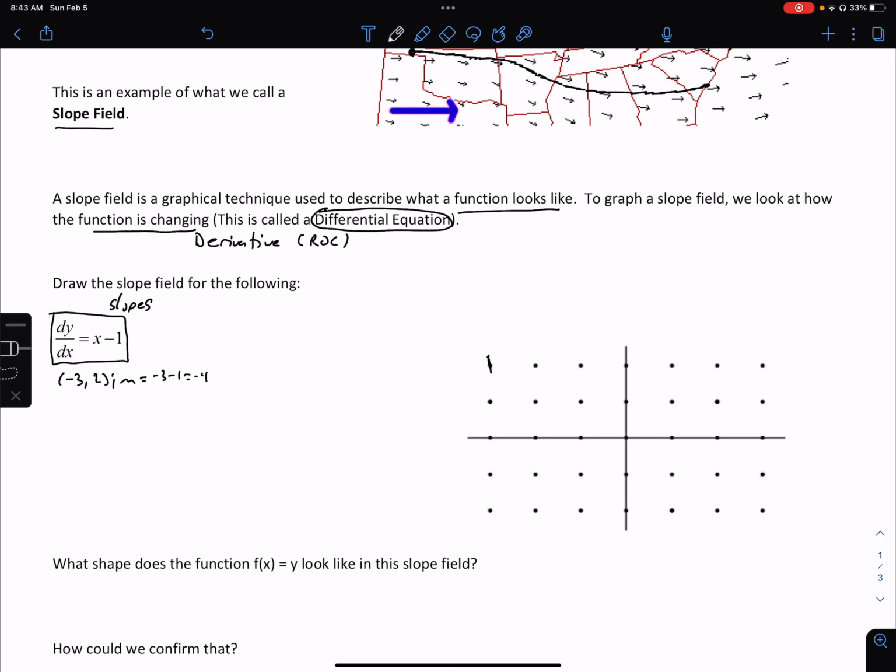Now we're in luck, because since I'm only dealing with the x's, anytime x is negative 3, the slope is just going to be negative 4. They don't always work out this nice, but I can see this: negative 4 all the way down.